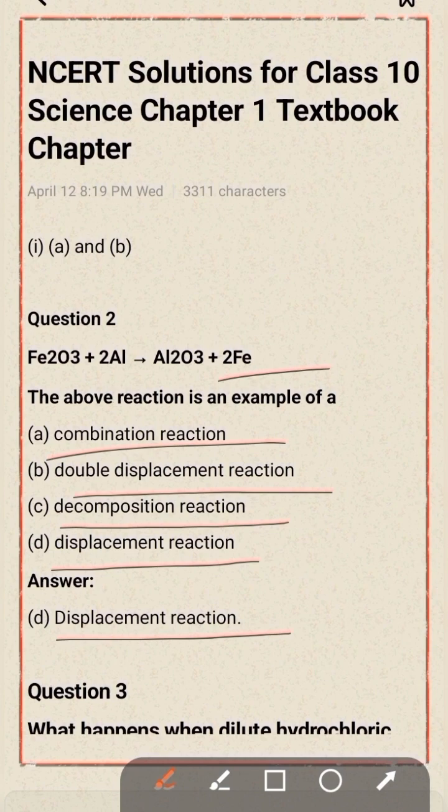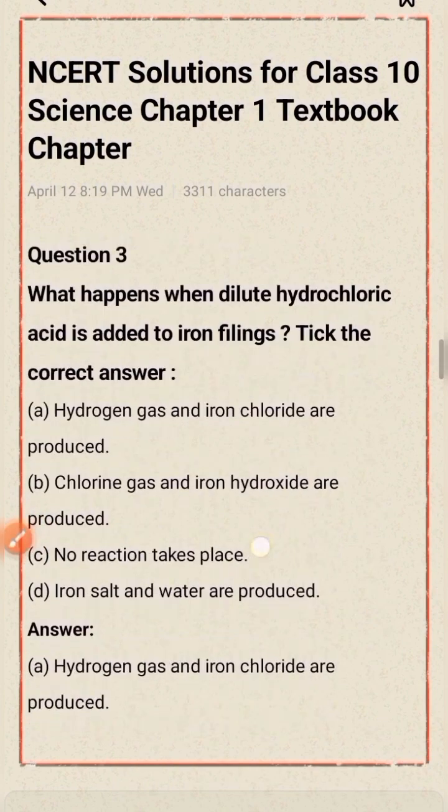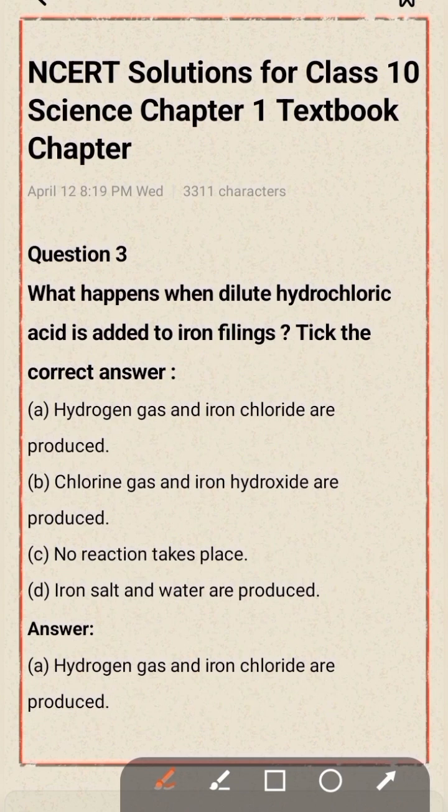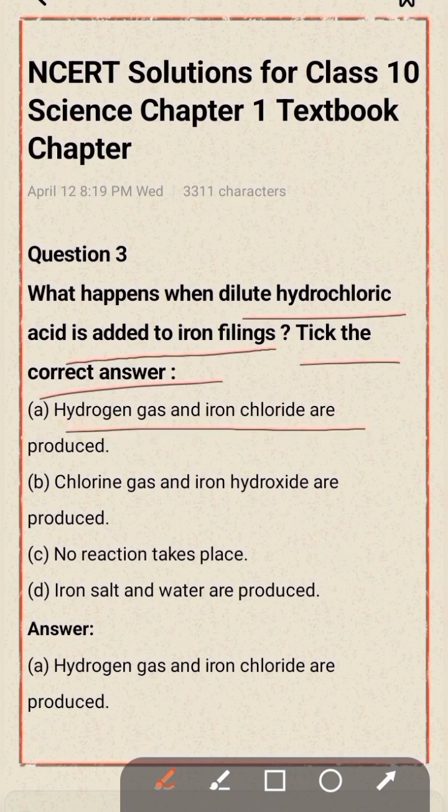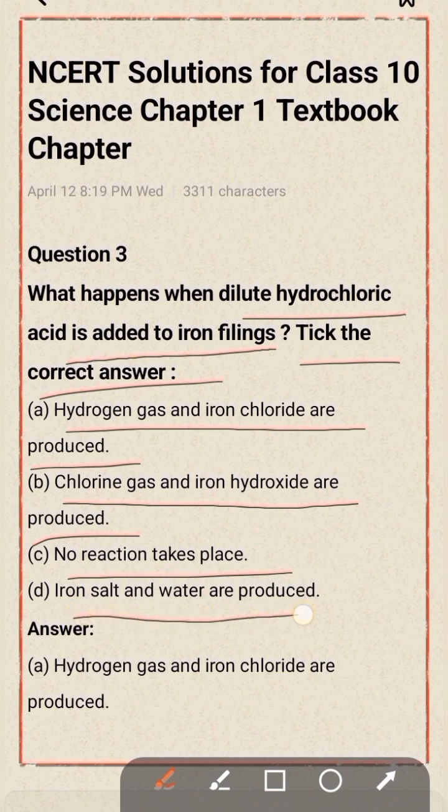Next question, question number 3. What happens when dilute hydrochloric acid is added to iron filings? Take the correct answer. Option A, hydrogen gas and iron chloride are produced. B, chlorine gas and iron hydroxide are produced. C, no reaction takes place. D, iron salt and water are produced. Option A, that is hydrogen gas and iron chloride are produced.